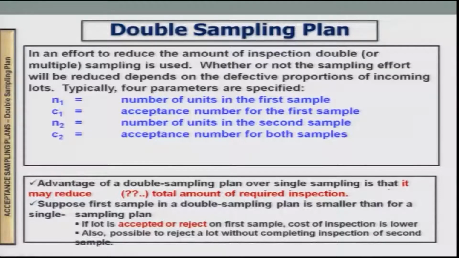So, the advantage of double sampling plans over single sampling is that it may reduce, which you do not know, but technically in the sequential sampling plan where you go through different multi-stage methodologies, the total amount required for inspection is low, which would have a positive effect on the total cost structure. Suppose the first sample in a double sampling plan is smaller than for the single sampling plan. Obviously, it would mean that the overall cost structure is being affected, but that may compromise the overall total quality. So, if a lot is accepted or rejected on the first sample, the cost of inspection is lower. It is also possible to reject a lot without completing the inspection of the second sample.